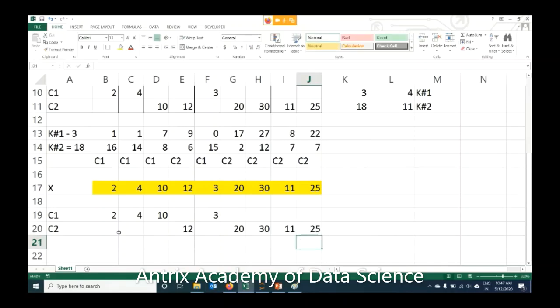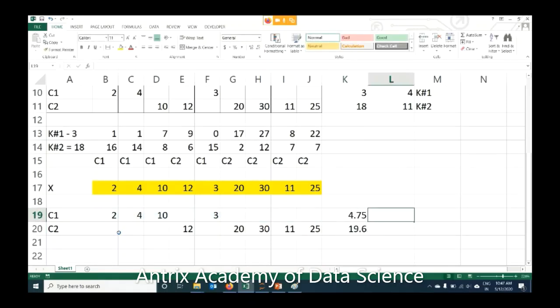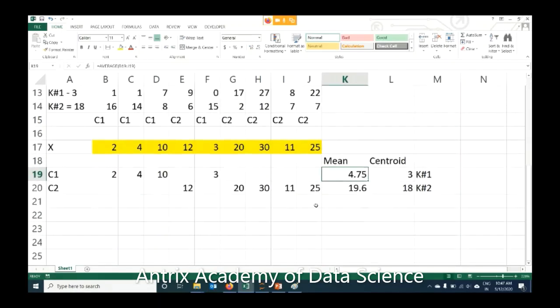(11, 25). So again the same process. I'll take the average and verify with the centroids which are given, which is nothing but 3 and 18. This is again not the same. So I'll go for the next iteration. I hope that would be my final iteration. So that is my mean. So let me take this value for now, 19.6.